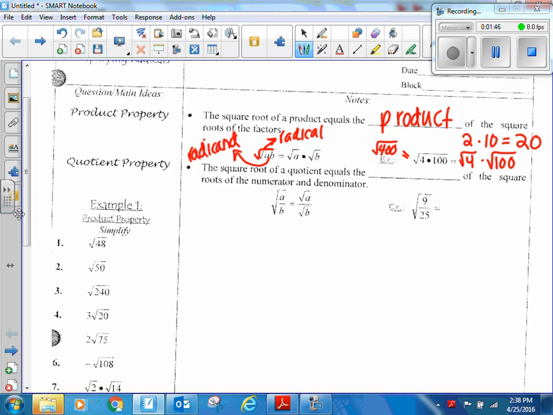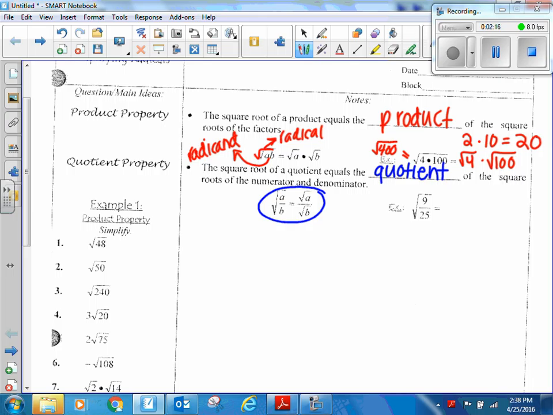The other property is the quotient property, and this says that the square root of a quotient equals the quotient of the square root of the numerator and the denominator. Again, generic example right here: if you have the square root of A over B, that is equal to the square root of A over the square root of B. You can break that into the numerator and the denominator.